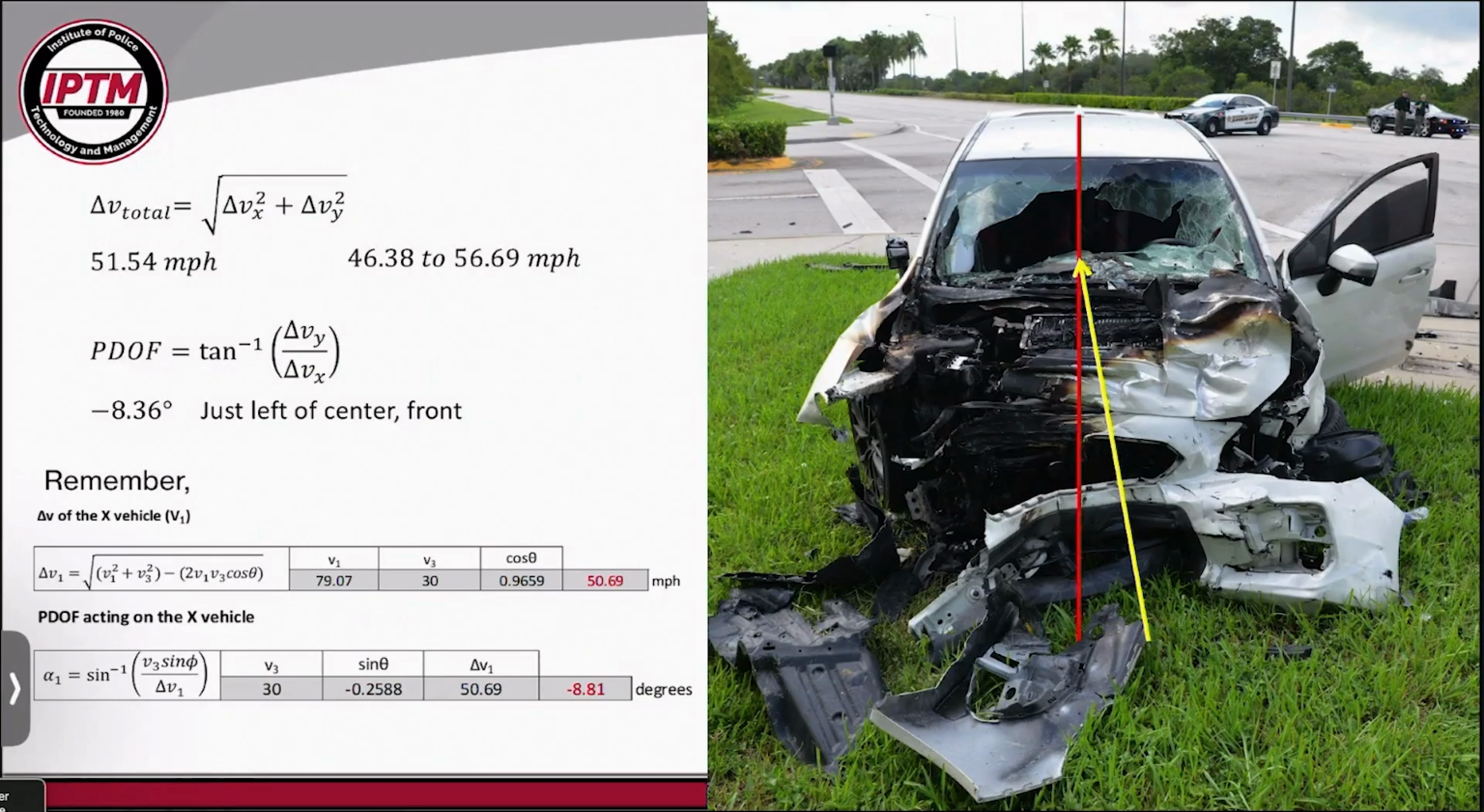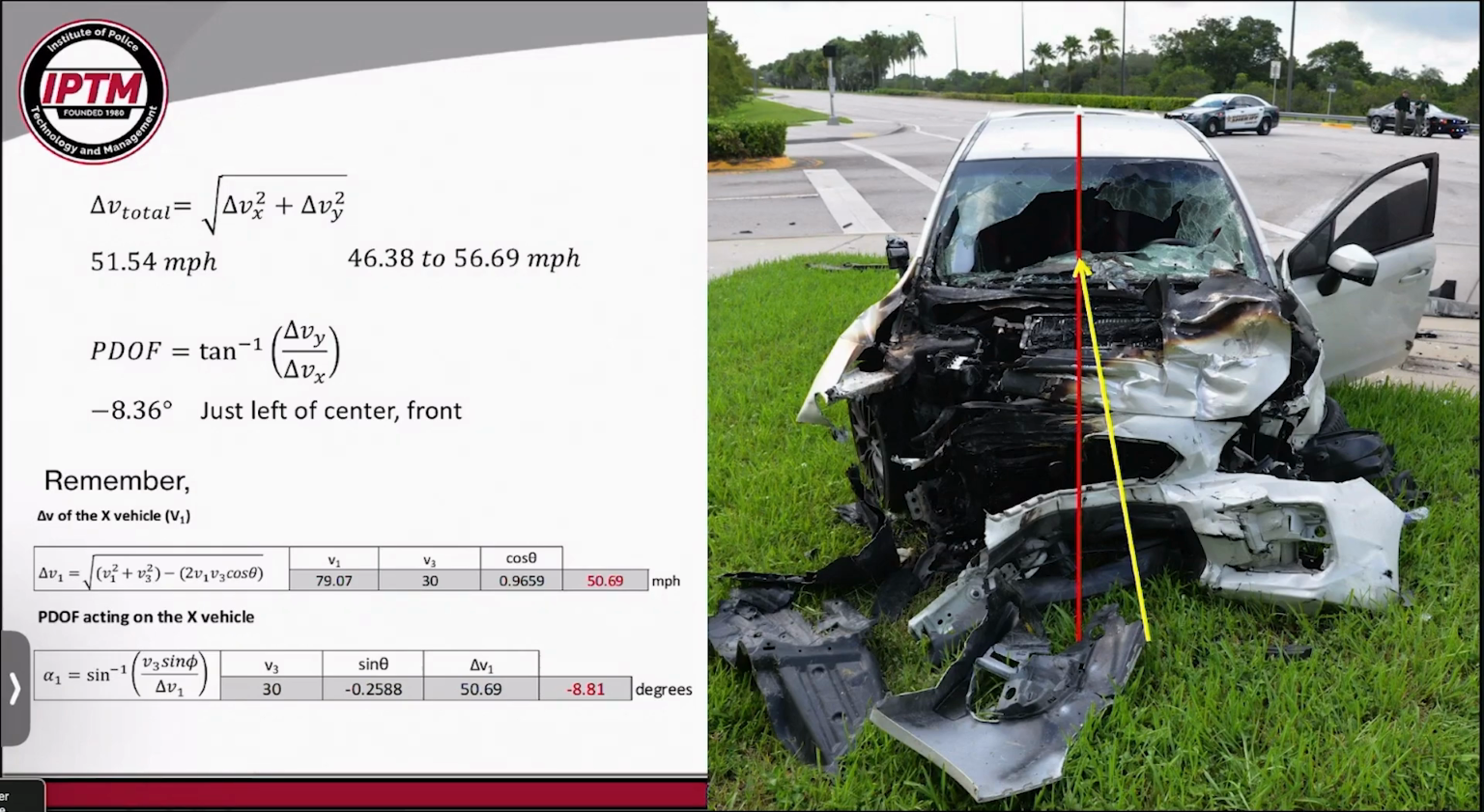Off to the right there, you see 46 to 56. That is because of research, and then the training that's been passed on to us as analysts for the event data recorder, that the delta V sensors are accurate within plus or minus 10%. So I'm applying that plus or minus 10% to the 51, and that's where we see that 46 to 56 range.